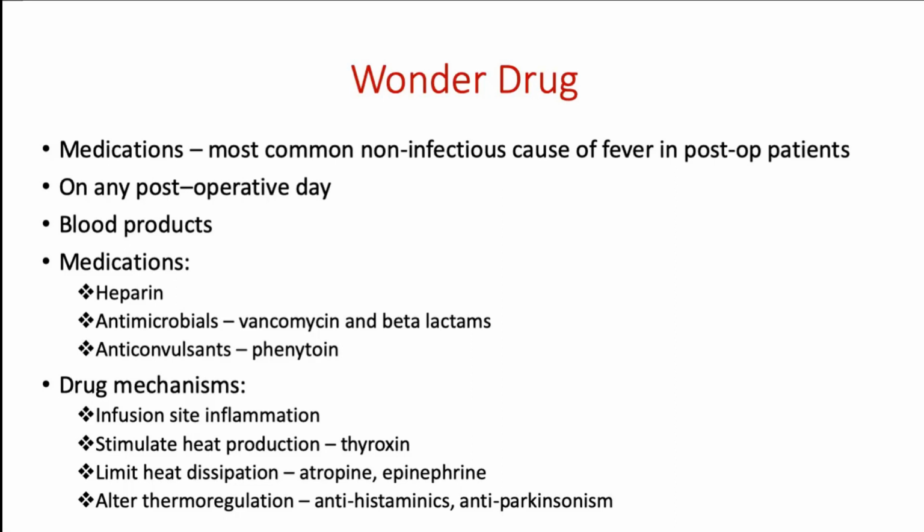It can be because of the infusion site inflammation, especially when we give potassium or PPI through the peripheral veins. Then it more commonly causes venous thrombophlebitis. Then there are drugs which can stimulate heat production, like thyroxine. There are drugs which limit heat dissipation, that is atropine and epinephrine. And there are drugs which can alter thermoregulation, like antihistaminics and Parkinson drugs. So I told you, any drug you name can cause fever in the post-operative period.